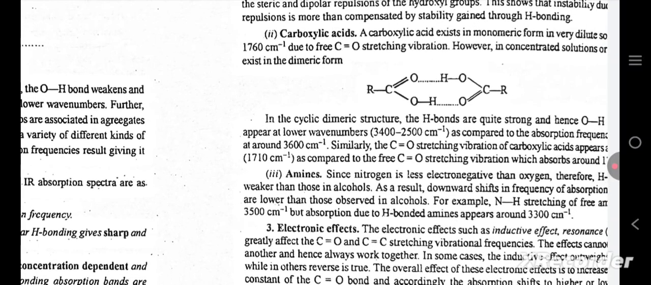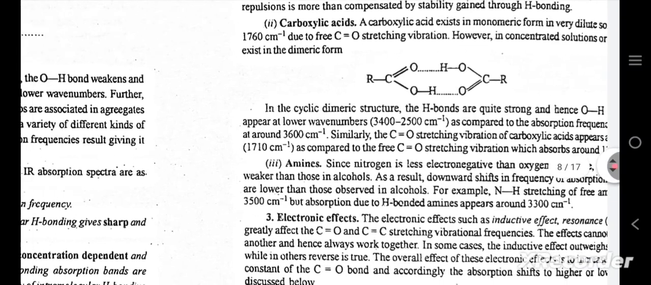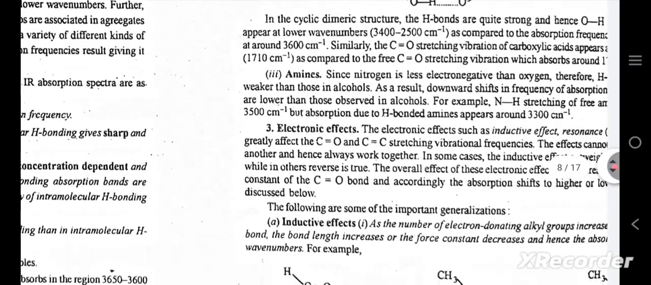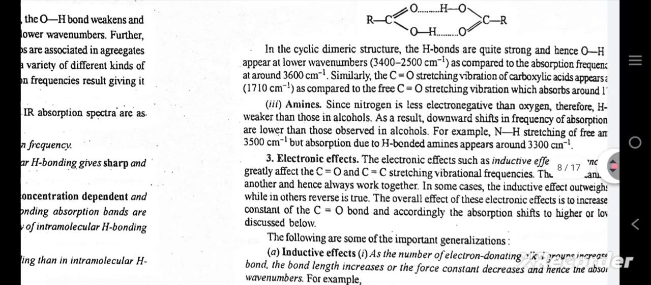Carboxylic acids. A carboxylic acid exists in monomeric form in very dilute solution, showing absorption around 1760 cm⁻¹ due to the free C=O stretching vibration. However, in concentrated solution it exists in the dimeric form. In the cyclic dimeric structure, the H bonds are quite strong, and hence the OH band appears at lower wave numbers as compared to the absorption frequencies at around 3600 cm⁻¹.